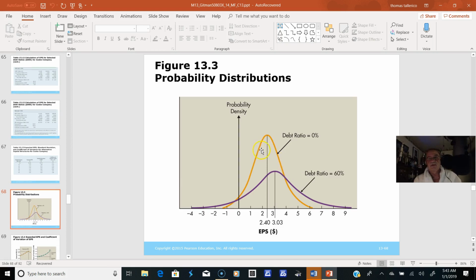All right, so here's the probability distribution, right? And here's the debt ratio of 0, right? And you can see the earnings per share, the expected return is $2.40, and here it is at $3.03. Notice how this is more spread out, the blue curve with the debt ratio of 60, telling you that there's more risk. Remember that? The larger the spread of the standard deviation of the normal distribution curve, they're telling you there's more risk involved. And of course, there's more risk when you take more debt, right?